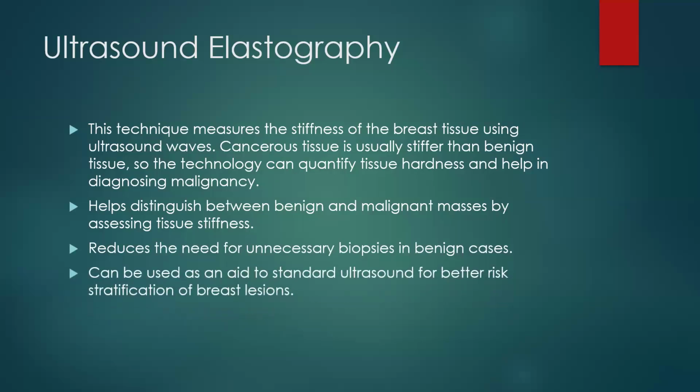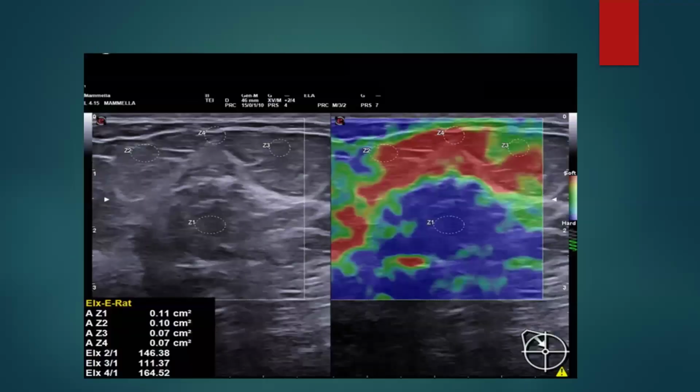It can be used as an aid to standard ultrasound for better risk stratification of breast lesions. This is an image showing an elastography where the mass is given colors, different color ranges based on its stiffness.